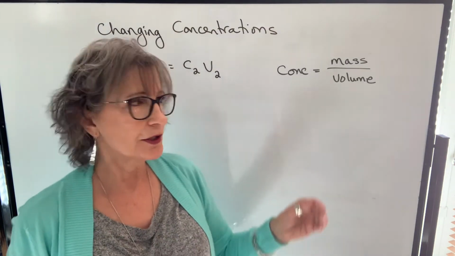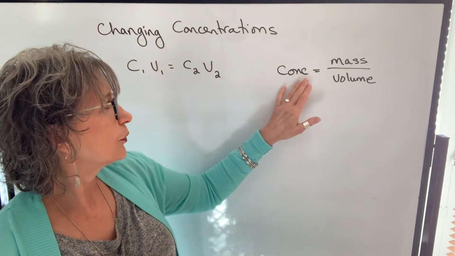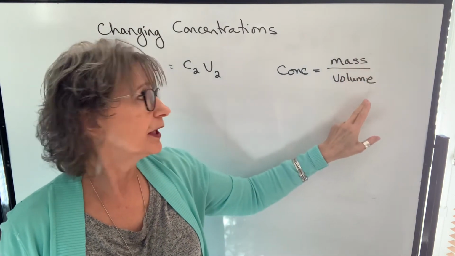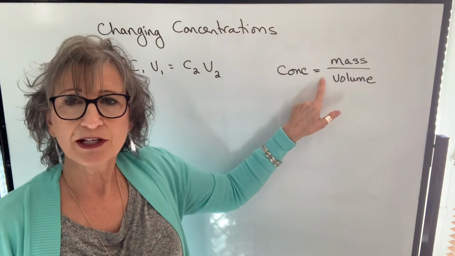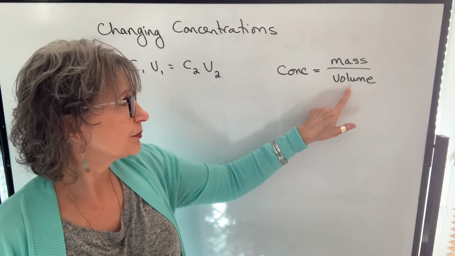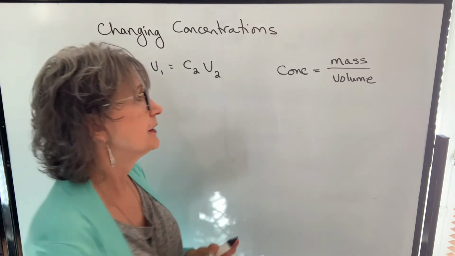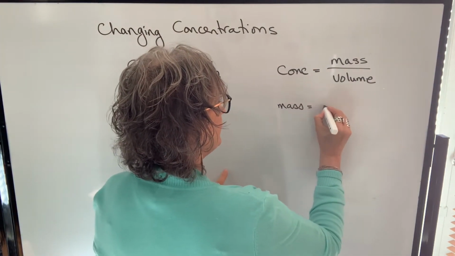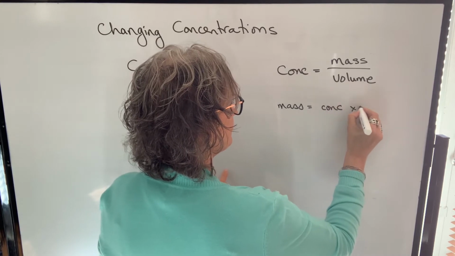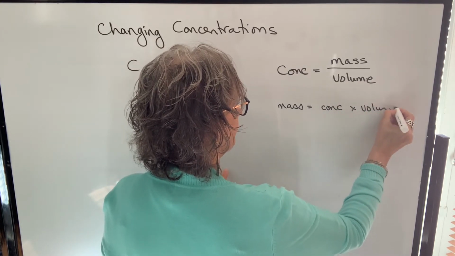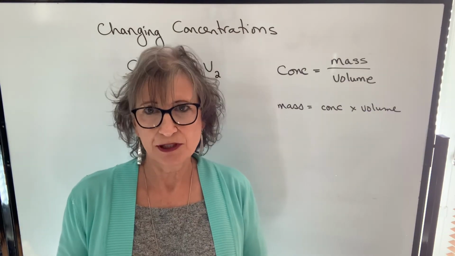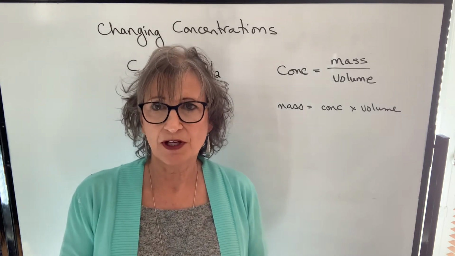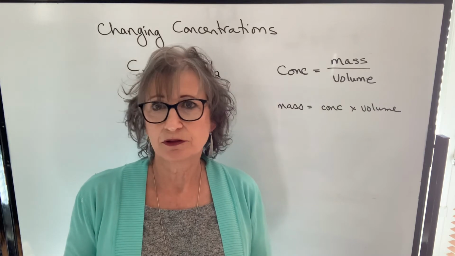When we're talking about concentration of a solution, we're talking about the ratio of the mass of the solid to the volume of the solution. And I can rearrange that formula by just multiplying both sides by volume to isolate mass. So mass will be equal to the concentration times the volume. So when you dilute a solution, you're taking a certain volume of that solution and you're adding a diluent such as water.